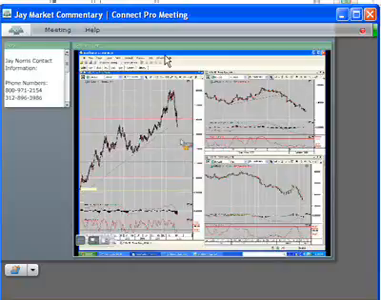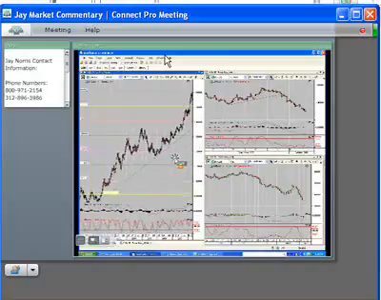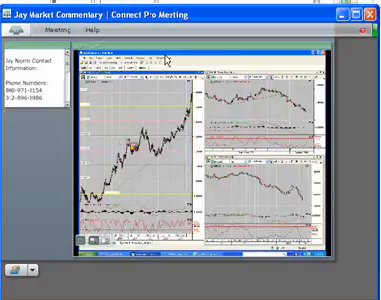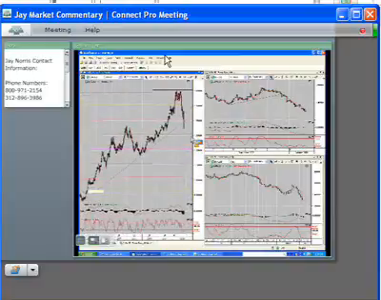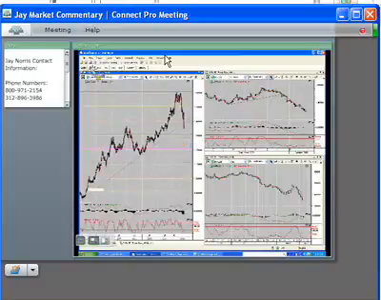Downside on the euro, it looks like your most likely target is a little bit above 130, 130.90 it looks like, coming in. That's a 38.2 retracement for you Fibonacci guys. So we'd look for that longer term target.